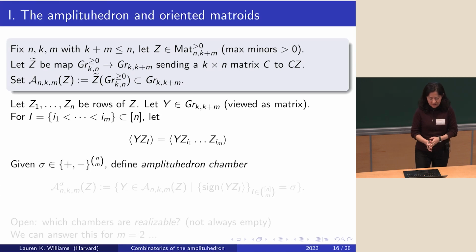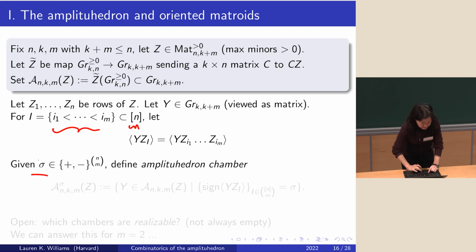So this is just a review of our notion of twistor coordinate. How many coordinates do I have? I have as many coordinates as there are m-element subsets of 1 through n. And so now, given sigma, a sign vector of length n choose m, we define the amplituhedron chamber.